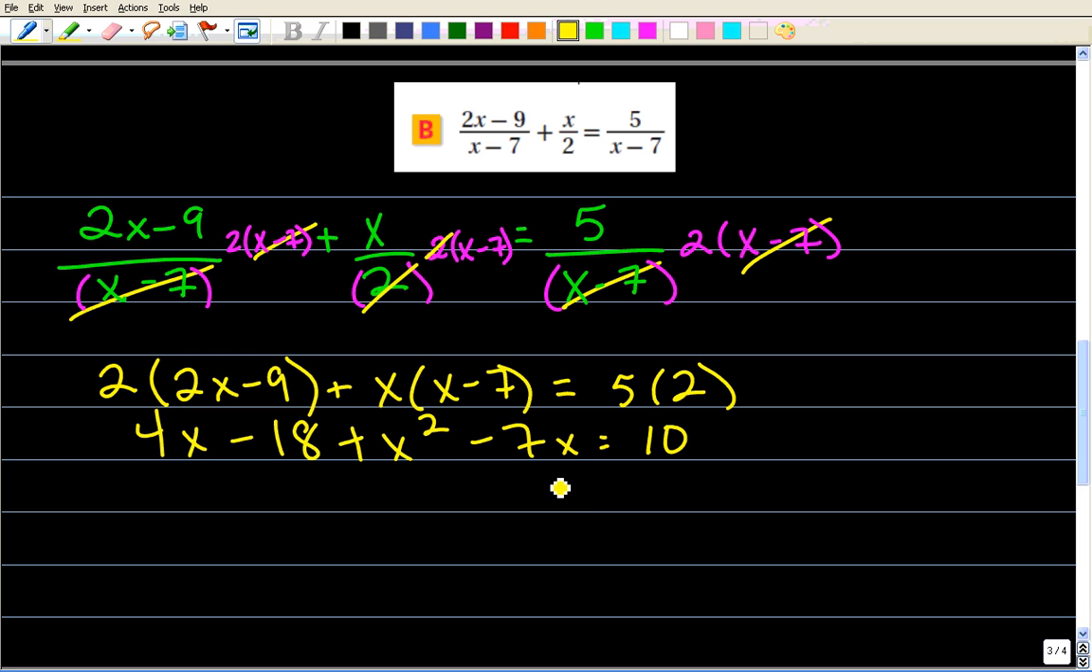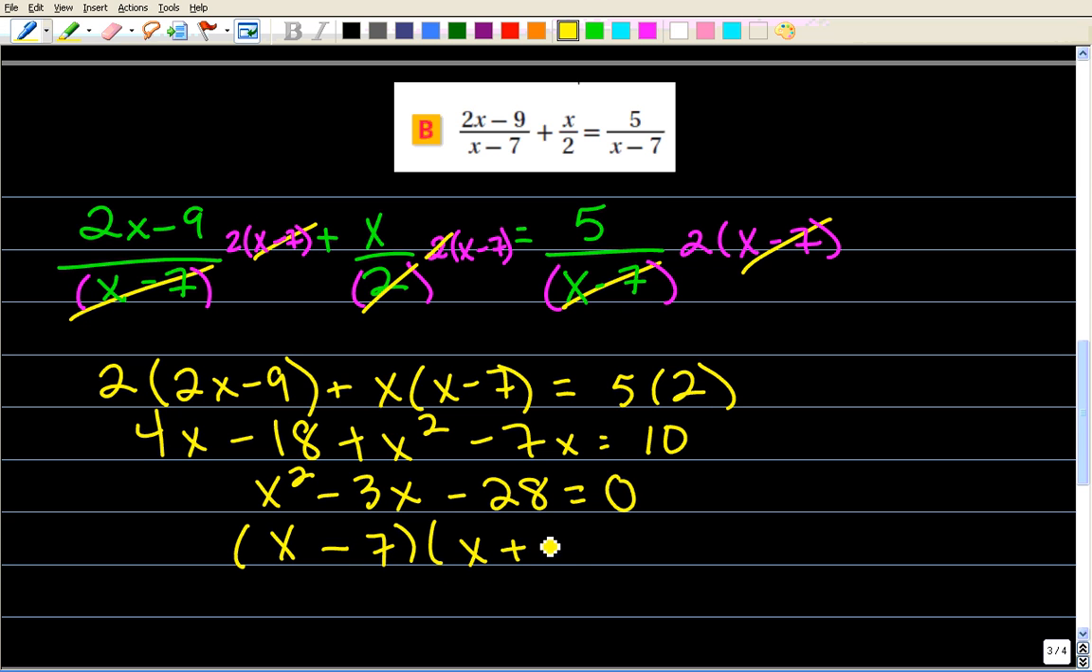If I collect like terms and get it on one side, we've got an x squared. 4x minus 7x is a negative 3x, and then we have a negative 18. Subtract over the 10, we get negative 28. Let's see if this factors. Are there any factors that multiply to negative 28 but add to negative 3? We could get negative 7 and positive 4. So the solutions, we get x equals 7 and x equals negative 4.